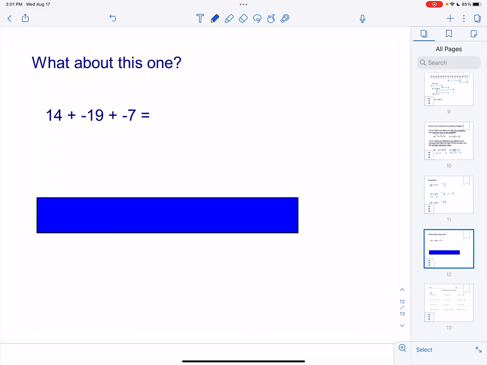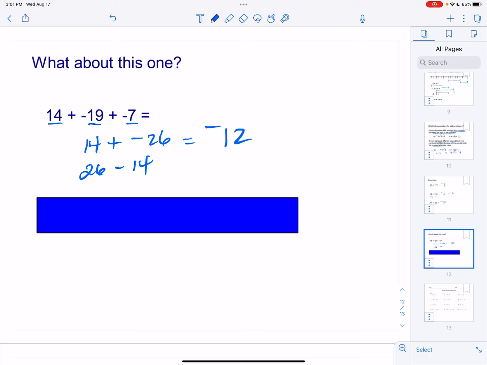Okay, so in this one, my 14 doesn't have anything that can pair with it, so I'm just going to write the 14 down. Plus, well, this -19 has another -7 here that could go with it. So I'm going to add those 2 together to get -26. And now my signs are different, so I'm going to do 26 take away 14. That's going to give me 12. And now which one of those 2 numbers, the 14 or the -26, has the greater absolute value? The -26. So my answer is going to be a -12.